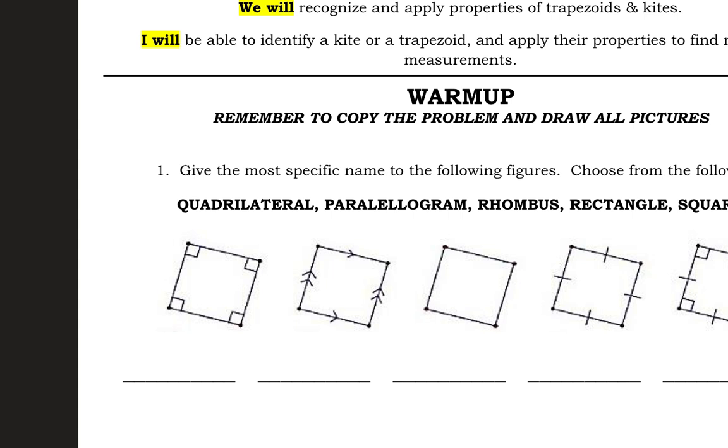Then this one can only be a rectangle. Though it looks like a square, we don't know anything about the sides, so this one has to be a rectangle. All right. The next one only has these parallel marks. Which one do you think this one would be? Parallelogram. All right. The next one has nothing. Quadrilateral. All we can say is that it has 4 sides.